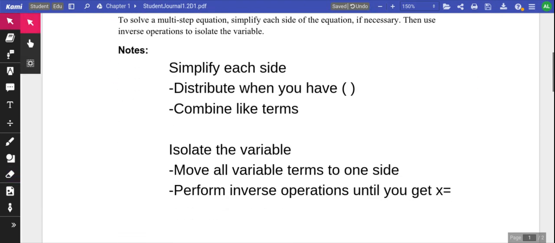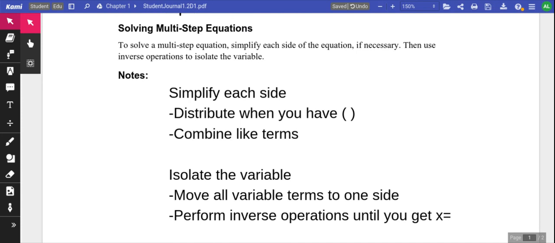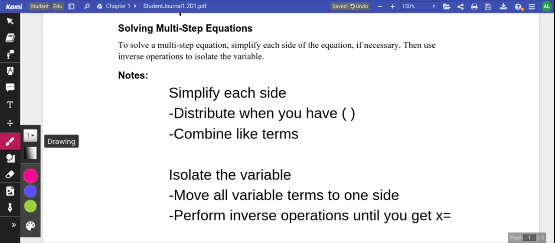All right, so I would like you guys to write some of these steps. Again, if you need to, you can always pause it. Okay, so it says when we want to solve these multi-step equations, we've got to simplify each side of our equation if necessary. That's what I wrote right here. We want to simplify each side. So that means first you want to distribute anytime you have parentheses. And then we want to combine our like terms.